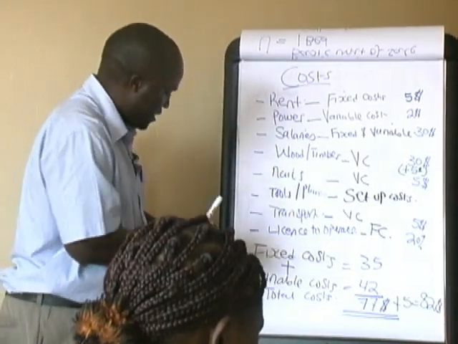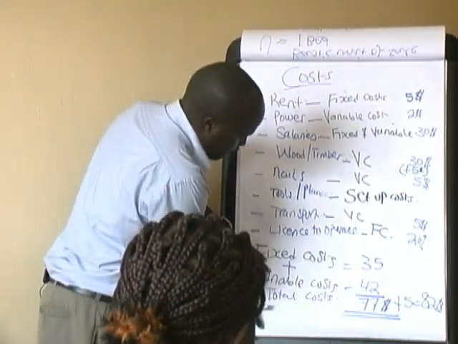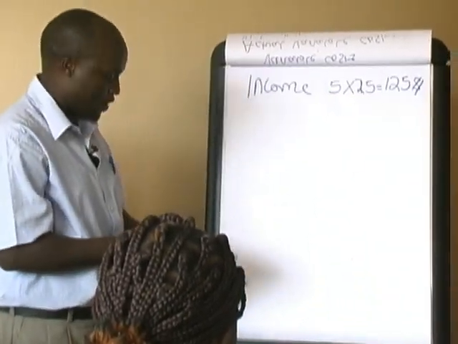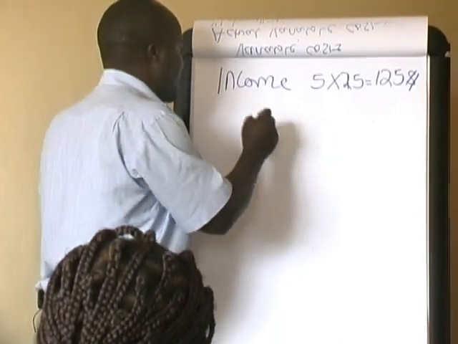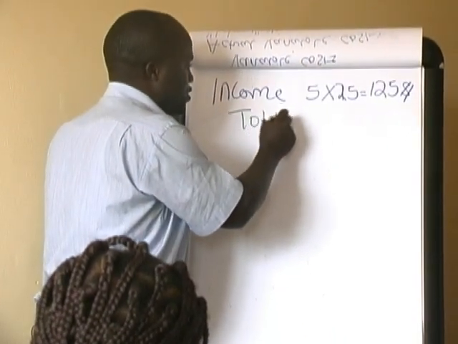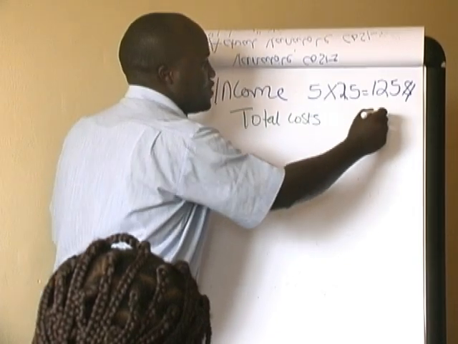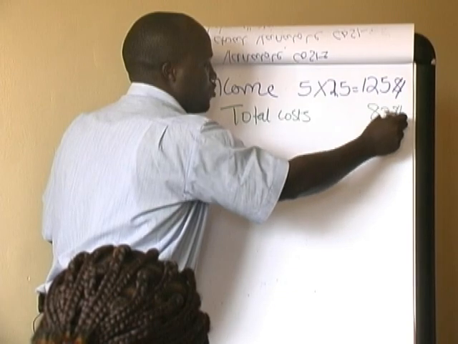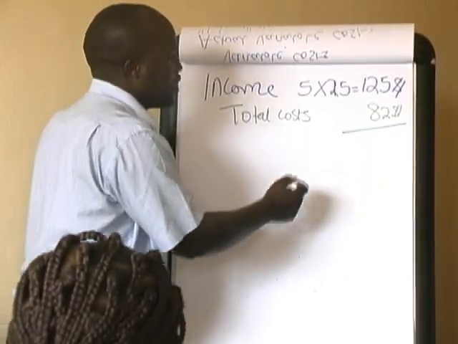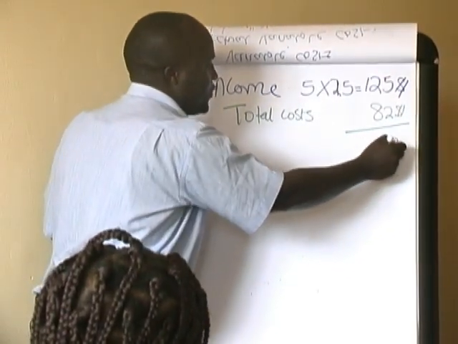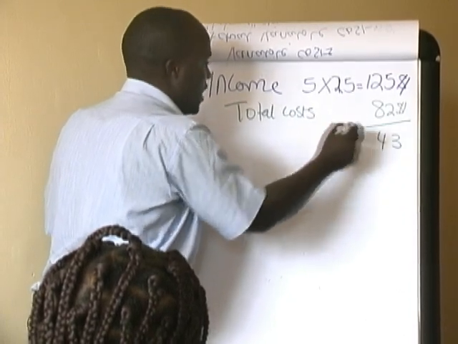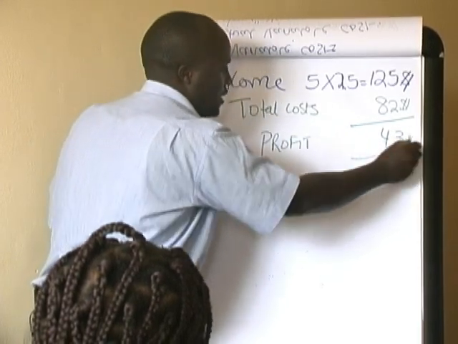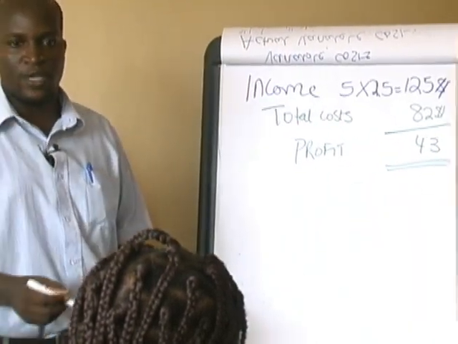So when we look back up here, if we have sold 80, we have an income of 125, but our total costs, as we have calculated, is actually $82. So when you subtract, you'll know that here you're remaining with 3 and here you're remaining with 4, and this would be your profit. This would be the profit that you would expect to get, assuming that everything was moving okay.